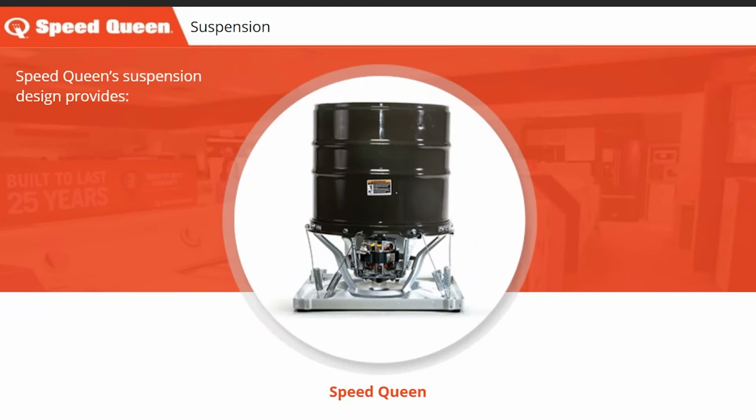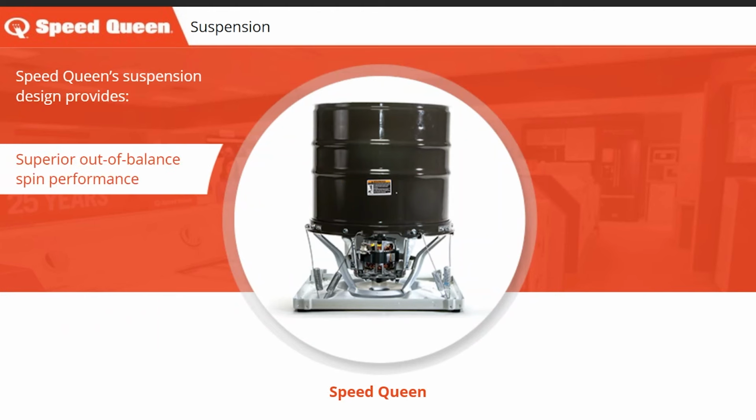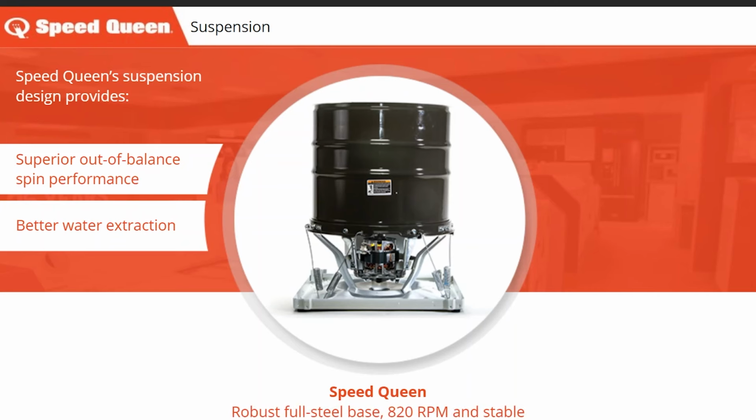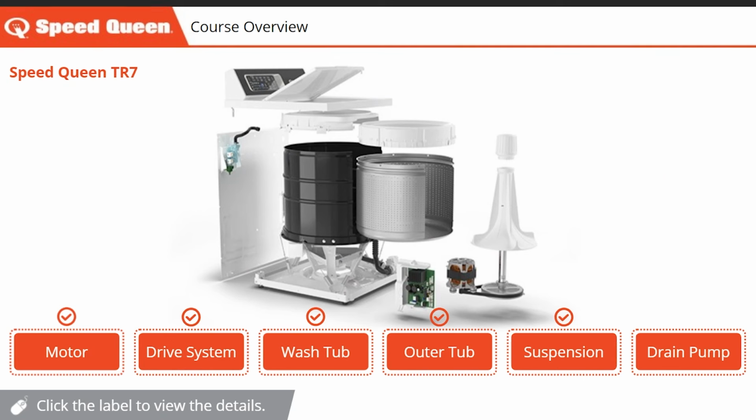Speed Queen's suspension system provides superior out-of-balance spin performance and water extraction. Because of the heavier, robust suspension system and larger motor, the Speed Queen TR7 achieves 820 RPM extraction speed, resulting in faster dry times. With superior out-of-balance spin performance, better water extraction, better water spin, and faster dry times, the Speed Queen TR7 suspension system outperforms Maytag.